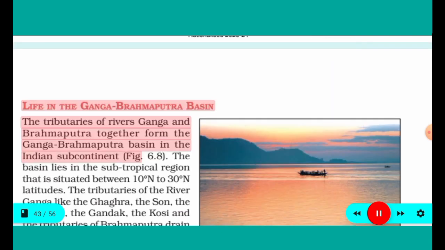Life in the Ganga-Brahmaputra basin. The tributaries of rivers Ganga and Brahmaputra together form the Ganga-Brahmaputra basin in the Indian subcontinent.